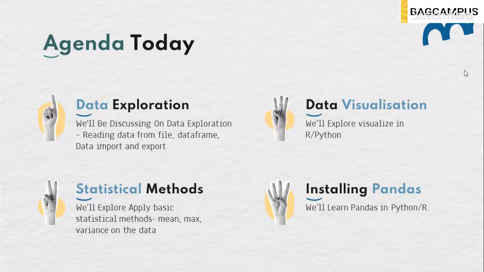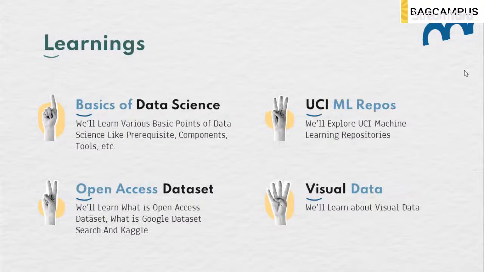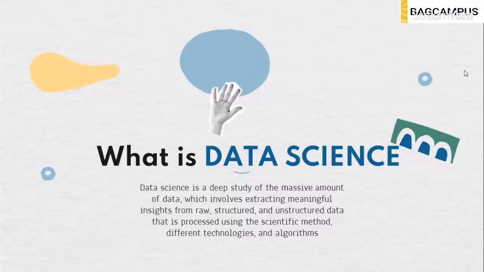So before starting with today's agenda, let's discuss what we have learned in the previous session. From our previous session, we have learned the basics of data science, where we learned about data science prerequisites, components, and tools. What are open access datasets? We learned about UCI ML repos and visual data. We learned that data science is a deep study of massive amounts of data, which involves extracting meaningful insights from raw, structured, and unstructured data. This is processed using statistical and mathematical models.